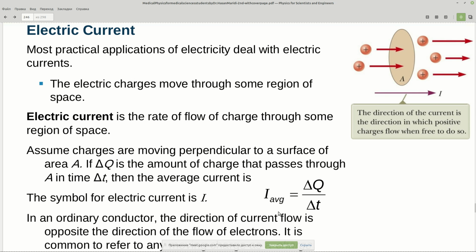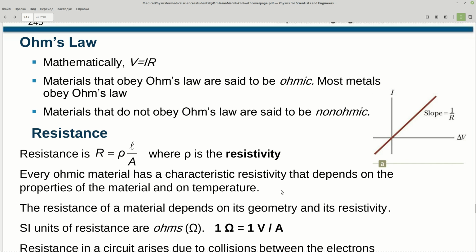So the unit of resistance will be ohms, ohm. It's 1 volt divided by 1 ampere. It's the unit of the dimensions of this special type of value, resistance. Resistance arises due to collisions between the electrons carrying the current with the fixed atoms inside the conductor.